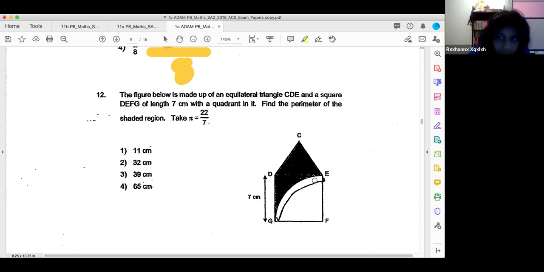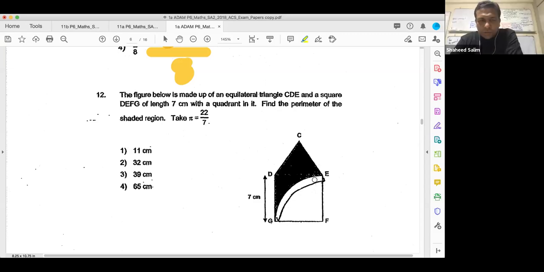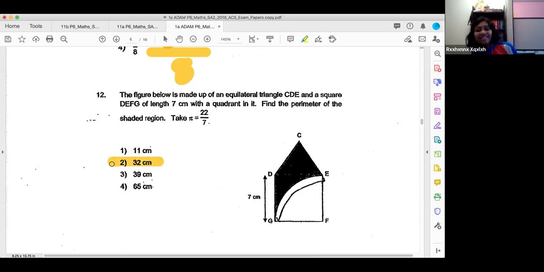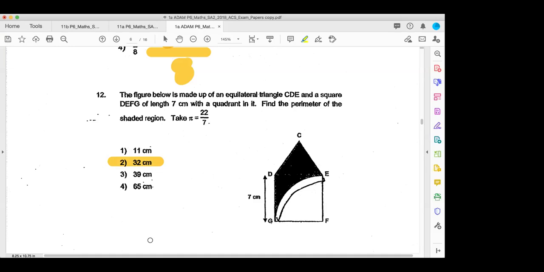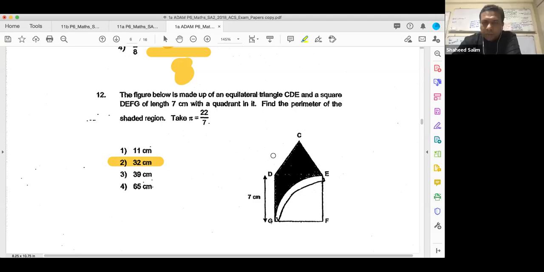Did you get the answer number 2? Congratulations. Can you all get number 2? It's quite easy, yeah. Is it number 2? Yeah, it is number 2. Down here is 7. So you need to find the last one here. How much is this?